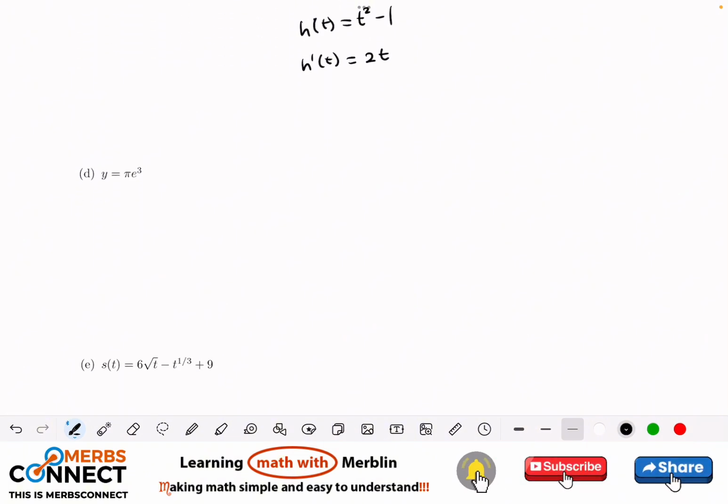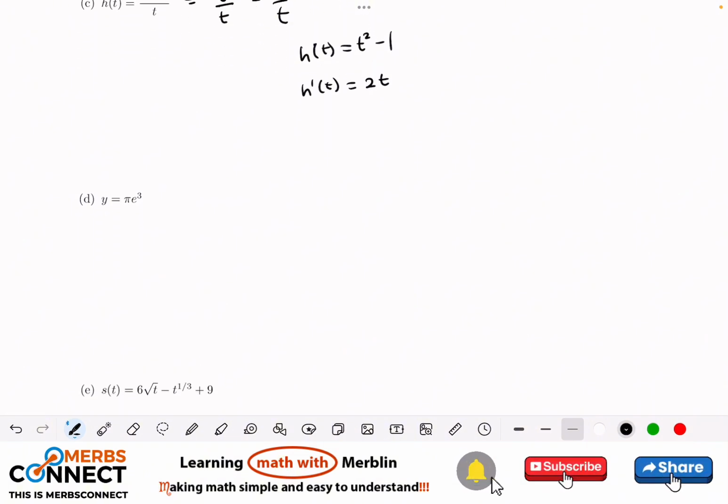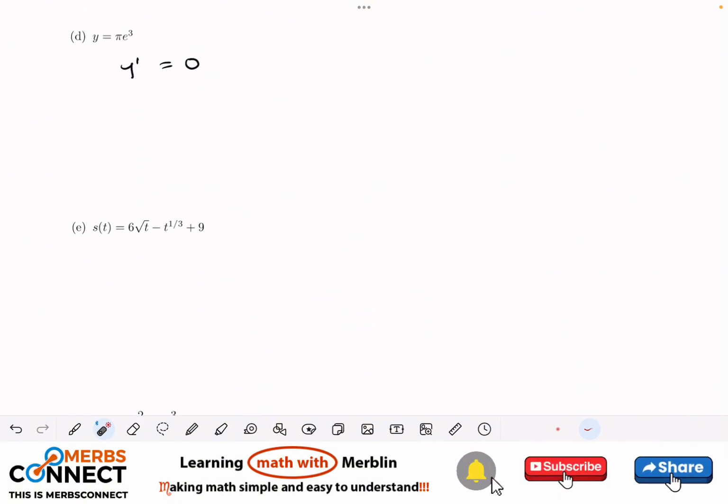Now let's look at this here. What will be y prime? Y prime is just 0. Why? Because pi is a constant and e to the power 3 too is a constant. So when I multiply a constant by a constant, I get a constant. So when I differentiate a constant, I'll get 0. So that one was very straightforward.